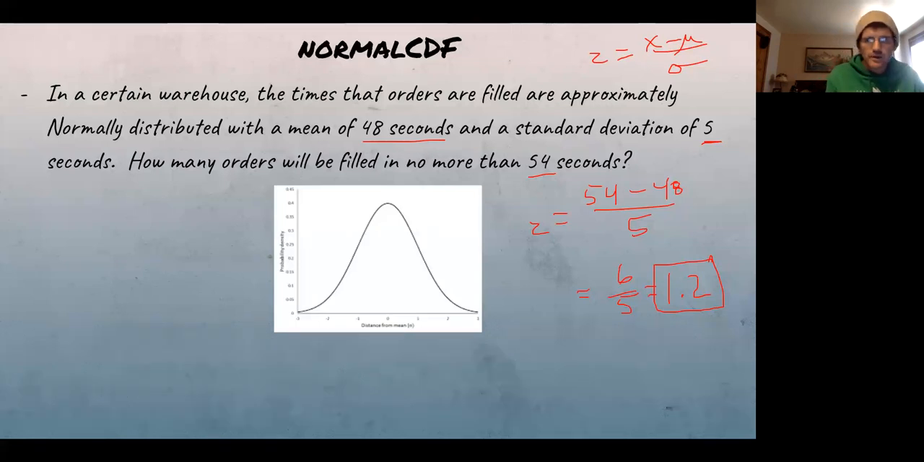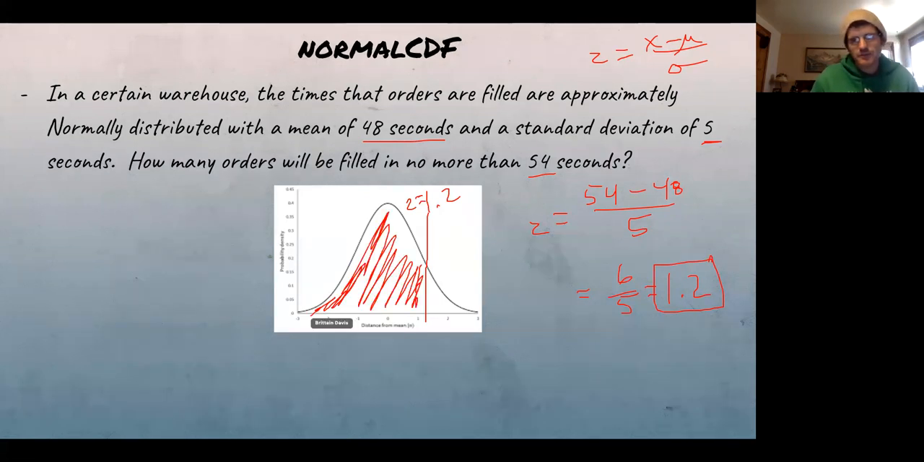So before I do anything else, I want to say this. Essentially, I've got a z-score of 1.2, and you can see the 1 down at the bottom. So this is my z-score of 1.2. How many orders will be filled in no more than 54 seconds? So I'm trying to figure out what's the area under the curve from that upper bound down to negative infinity.